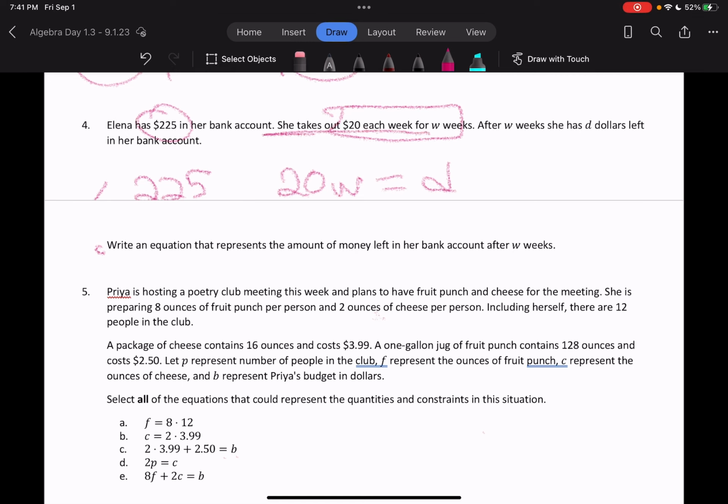So because she's taking money out of her bank, she's subtracting from the bank account. All right, that's your equation. Starting amount minus what's changing, right? Our variable is changing every week. She's taking money out. And then how much money she has left.